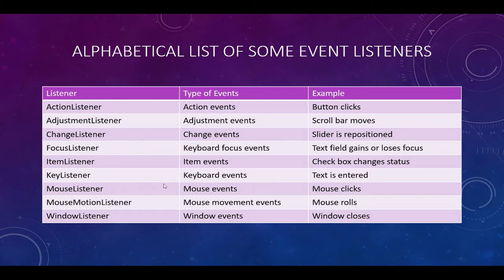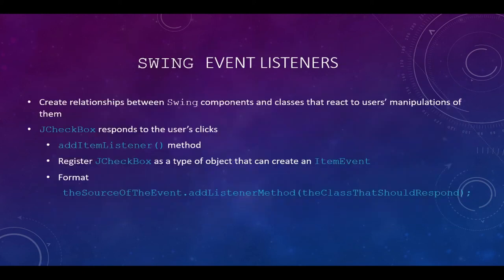There are key listeners when listening for a keyboard click, mouse listeners for mouse clicks and mouse rolls, and finally a window listener, which is going to listen for a window close. So you can see you can have different types of listeners based on your type of component.